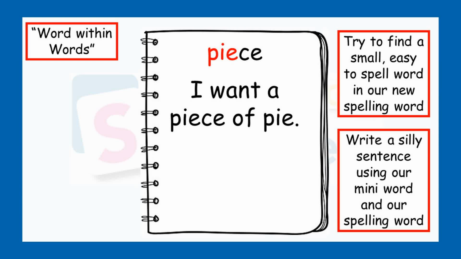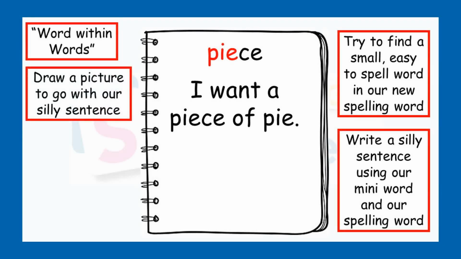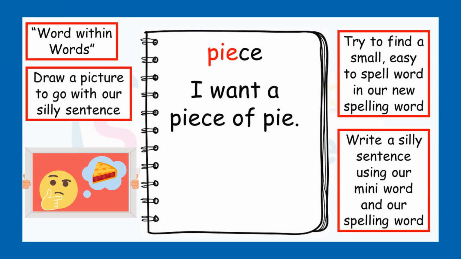The final step is to draw a picture that goes with my sentence. By drawing a picture, we are giving our brain another way of remembering this spelling. So here's the picture that I drew. You can see that I really want a piece of pie in this picture.